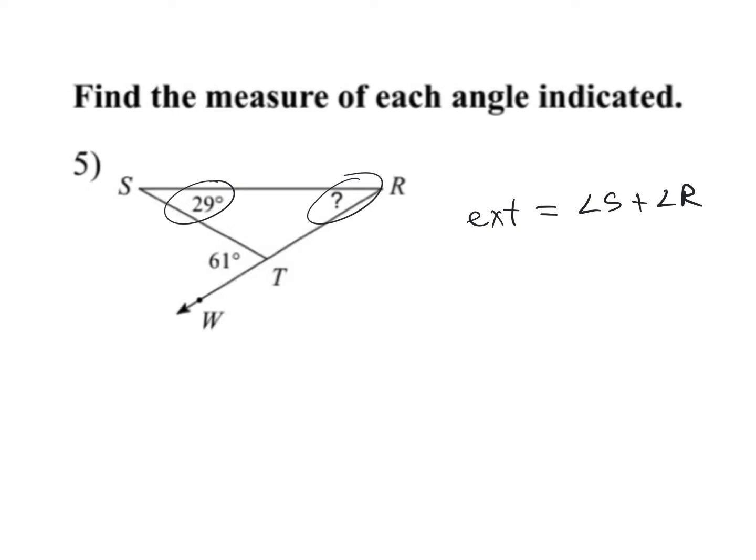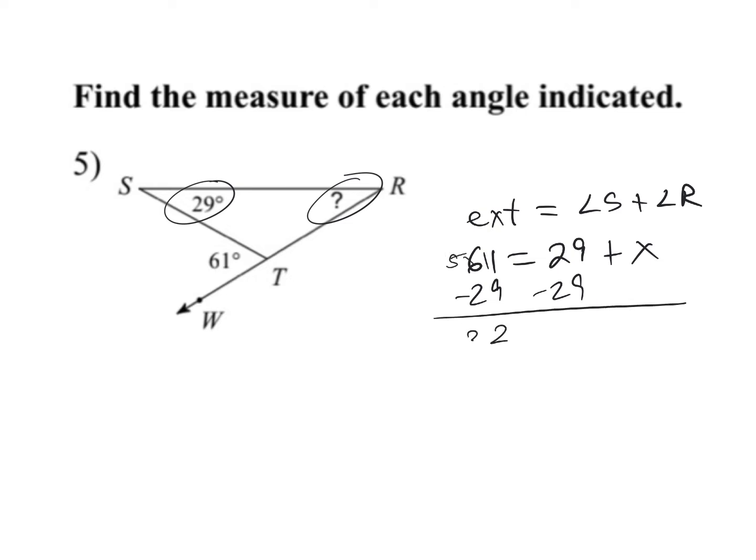All right, so exterior angle equals the other two angles added together. Okay, your exterior angle is 61. Angle S is 29 degrees. And angle R, we'll just say is X. You can leave it as angle R if you want. Now we subtract 29. It just becomes algebra at this point. Okay, subtract it. X is 32. So angle R is 32 degrees.